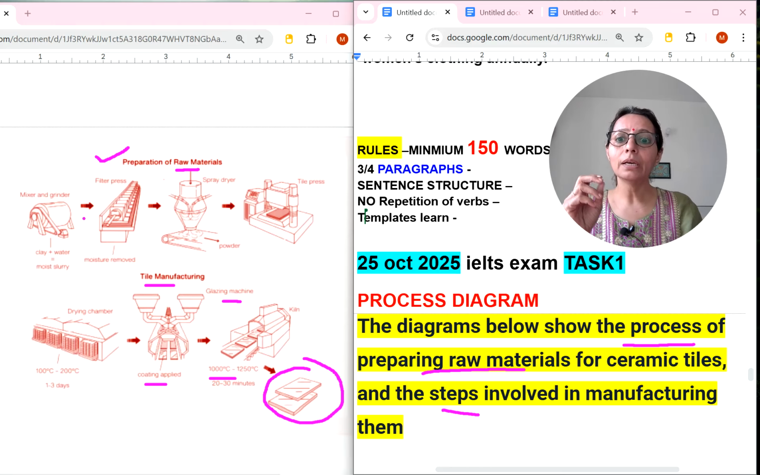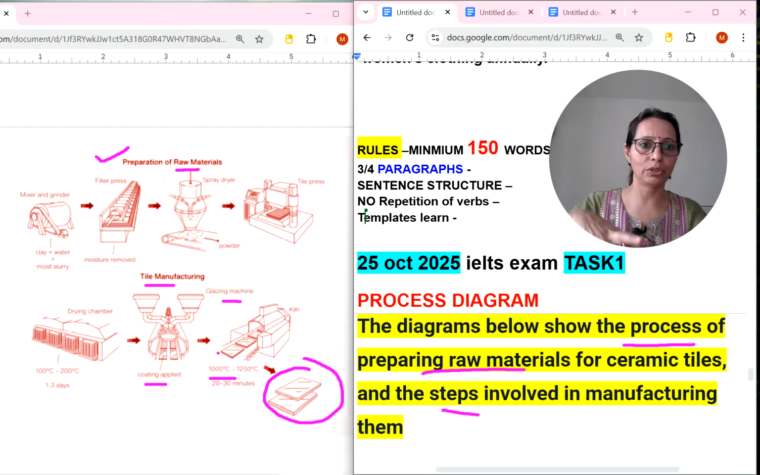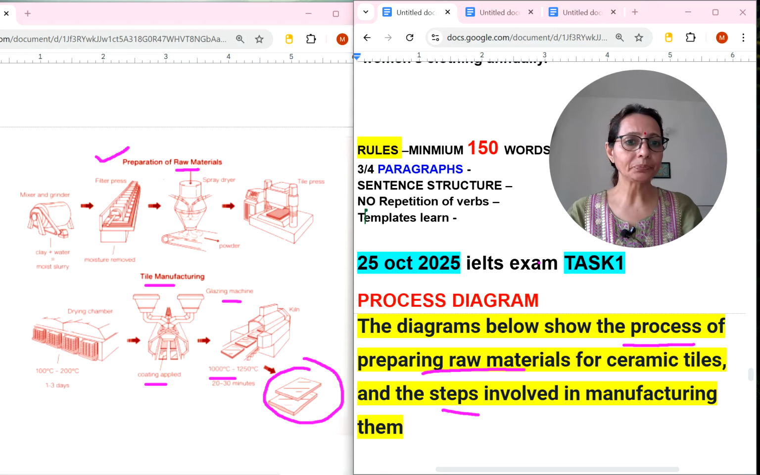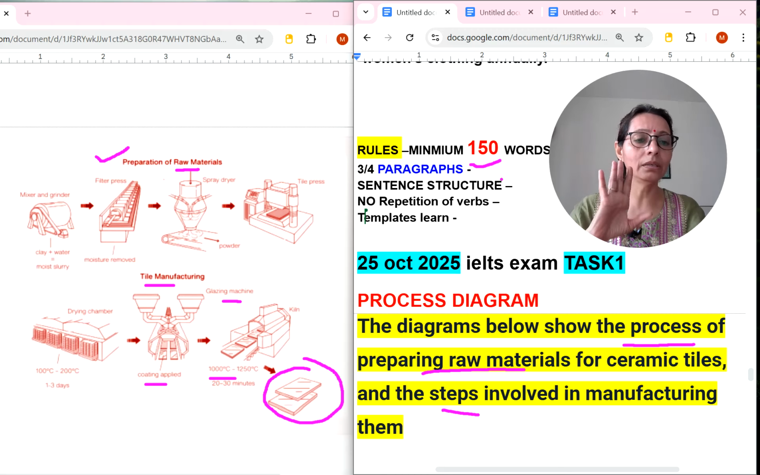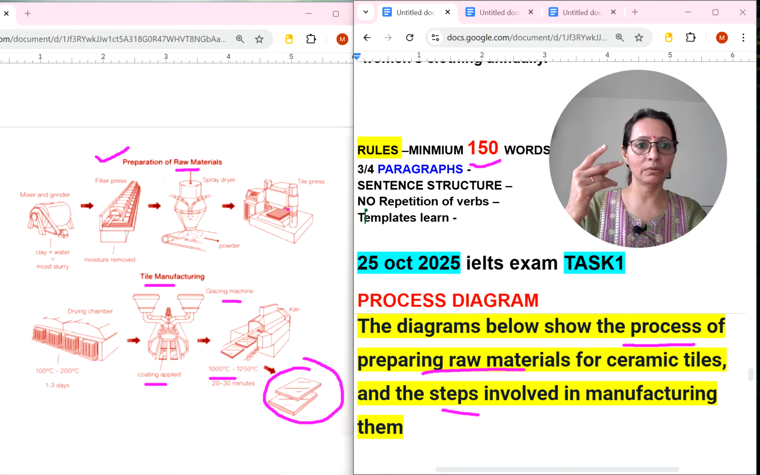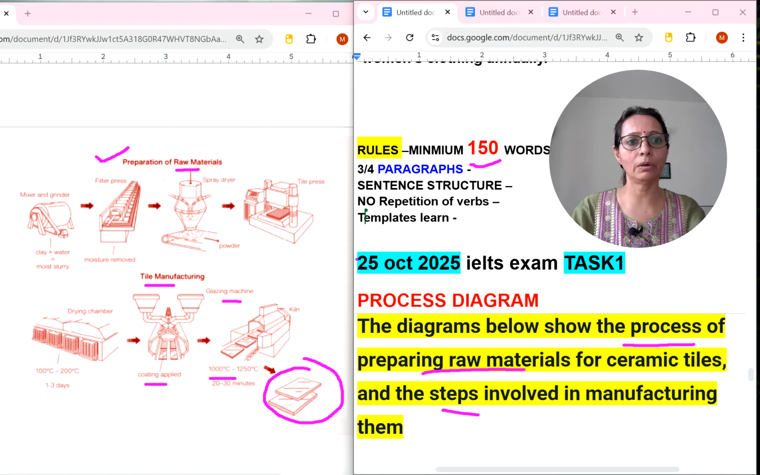I can see here almost 7 steps, or you can say 2 stages, mainly starting from the preparation of raw materials and then the finished products. Now, as I told you, there must be 3 or 4 paragraphs for a process diagram or any other Task 1. How? First will be the introduction, second will be the overall paragraph, the third body paragraph will be the explanation, and the fourth body paragraph will be the explanation about another thing. So 4 paragraphs there.